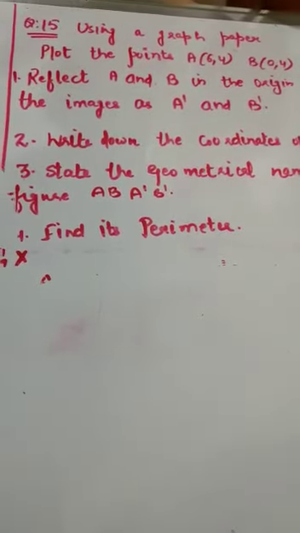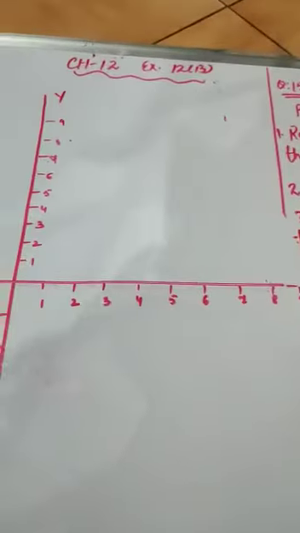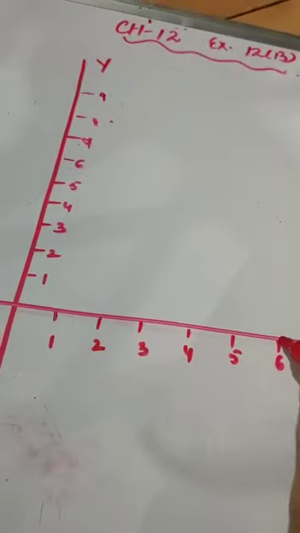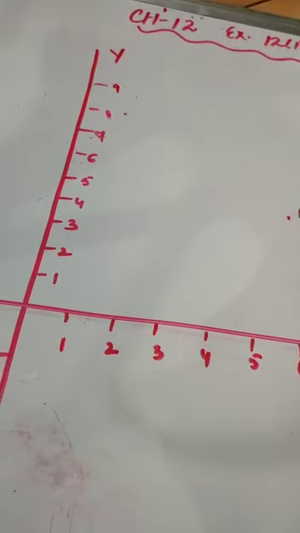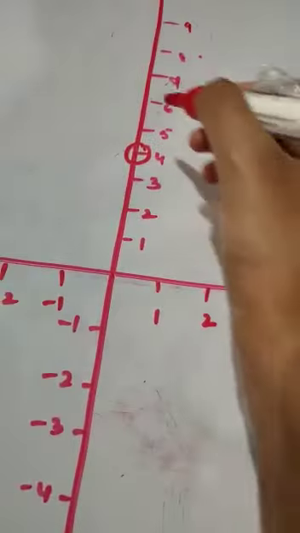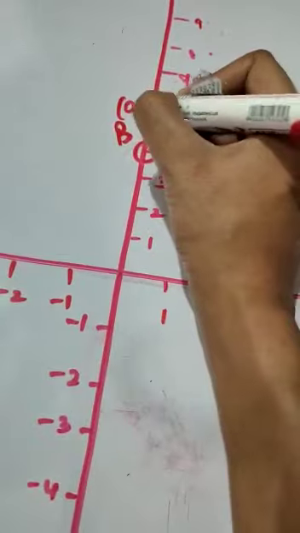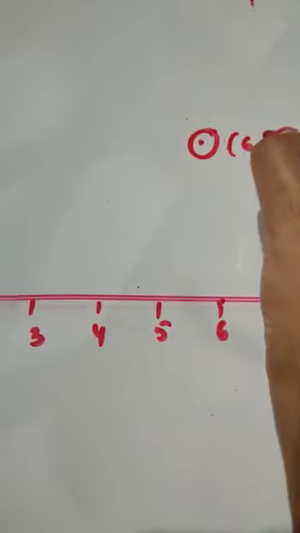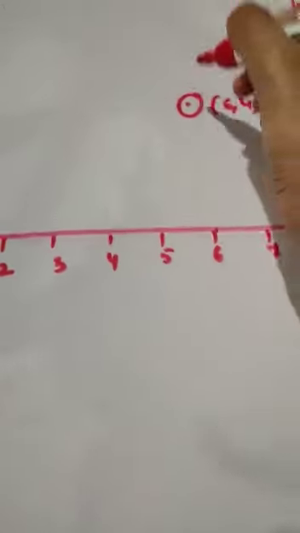So we will start the question, in which first of all we have to plot the points, and the points are 6, 4 and 0, 4. So we will plot the point first, 6 and 4 on this side, 0 and 4. So this is B with 0 and 4. This is A with the point 6 and 4.